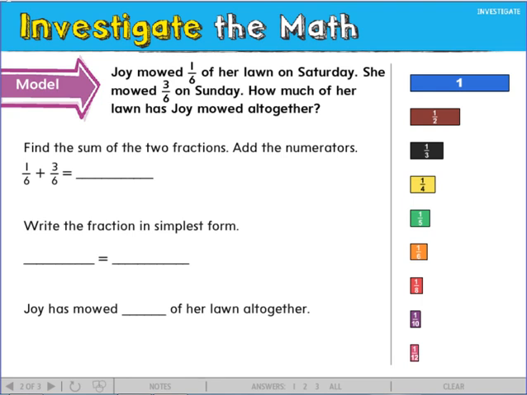Now, I hope Joy has a really big yard, because otherwise she's really lazy. Because my yard is about 10 feet by 10 feet, and if you only mowed it for 2 days and didn't mow the whole thing, that's just terrible. Maybe her lawnmower died. I don't know.